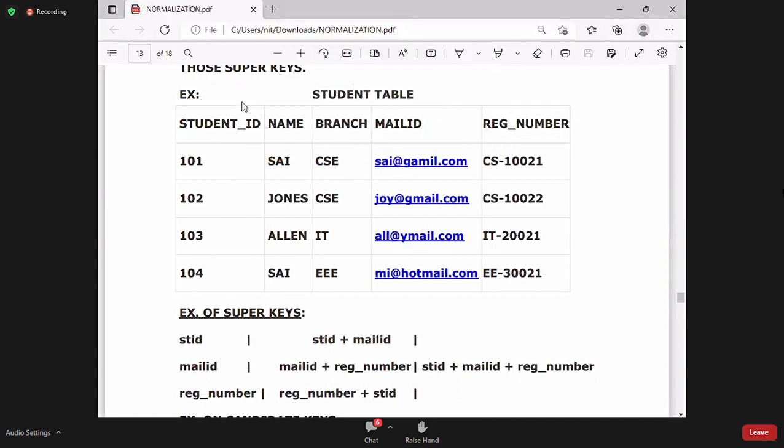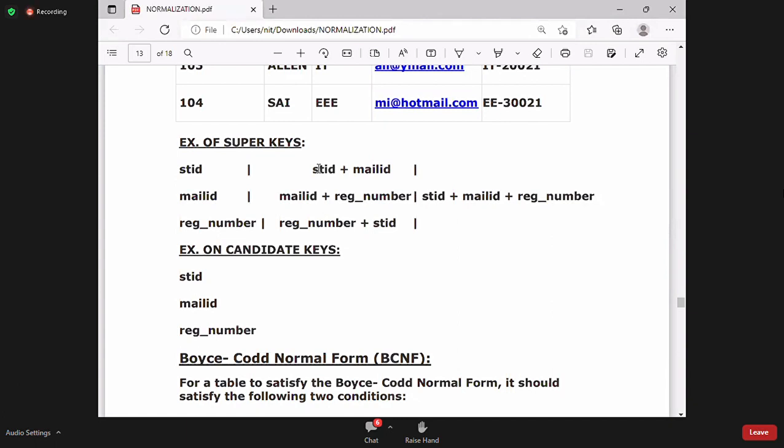So the point is, any 2 super key columns together are again a super key. Understand? Super key column plus super key column is again a super key only. That's why I can write like this: student ID plus mail ID. Can I say this combination is a super key? Yes, because both together have uniqueness. And mail ID plus registration number. Can I say it is a super key? Yes, both are called uniqueness.